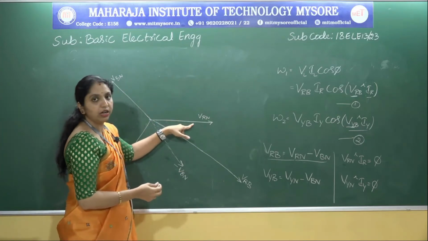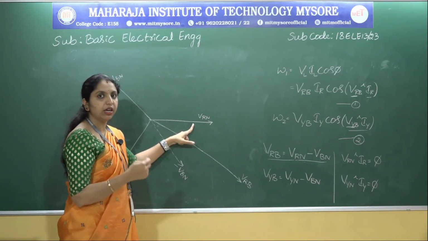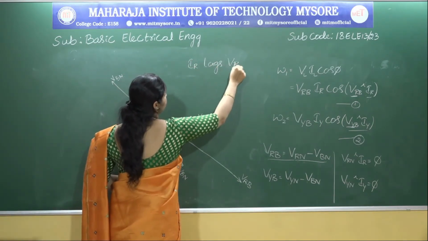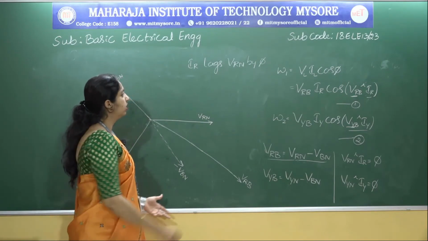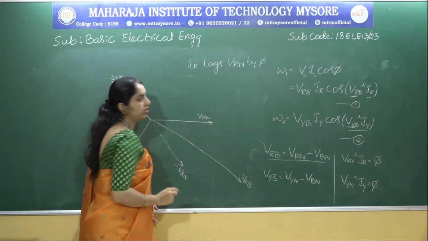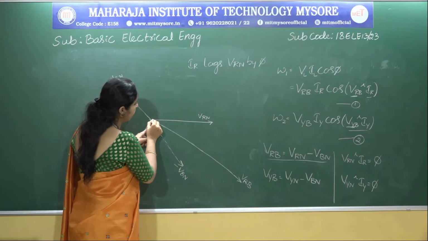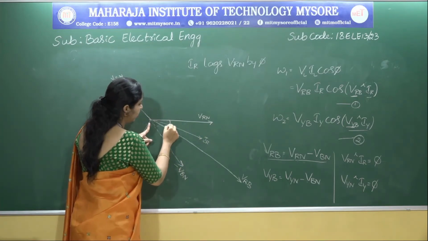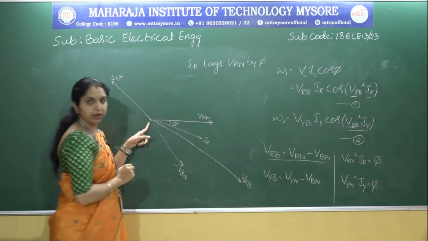So now we have VRN and IR, where we should draw IR, and here you can make an assumption saying that IR lags VRN by some phi. Here we are just assuming the current lags voltage by some angle phi. So we are going to have IR here with some angle, which means IR lags VRN by phi. So we are just considering this as phi.